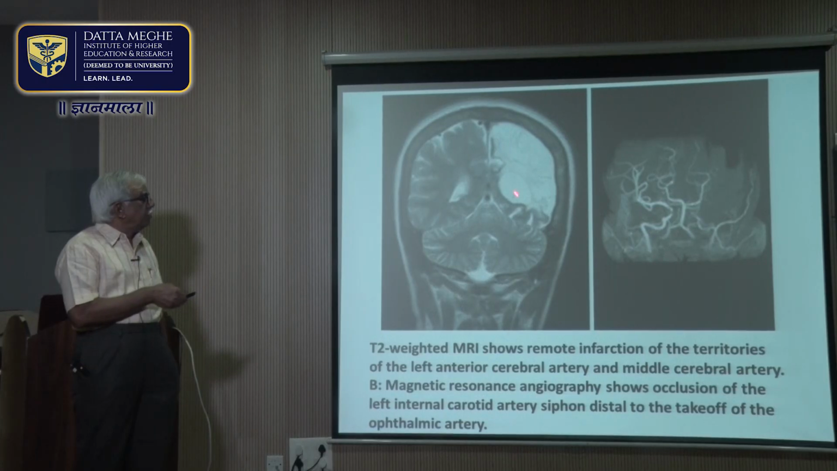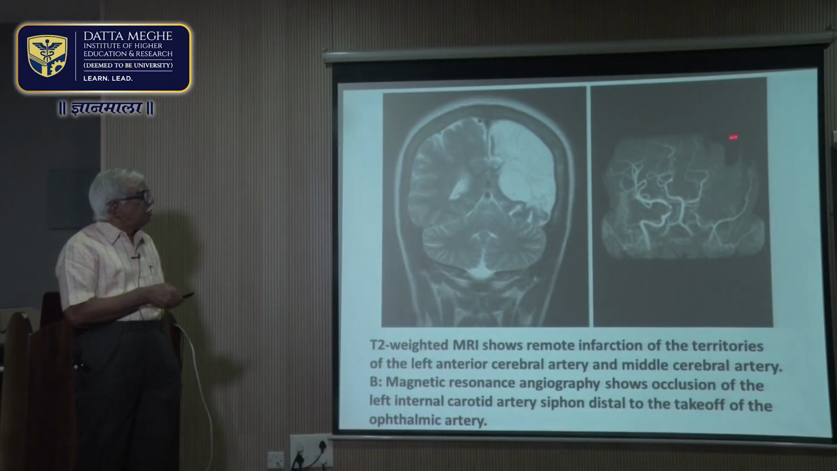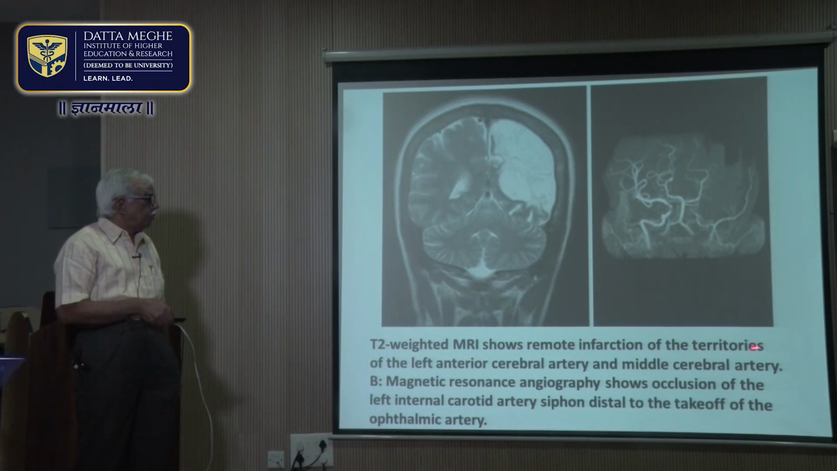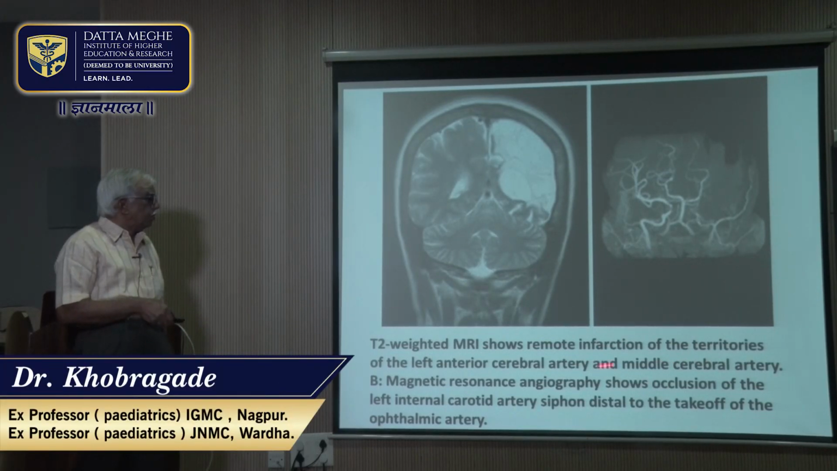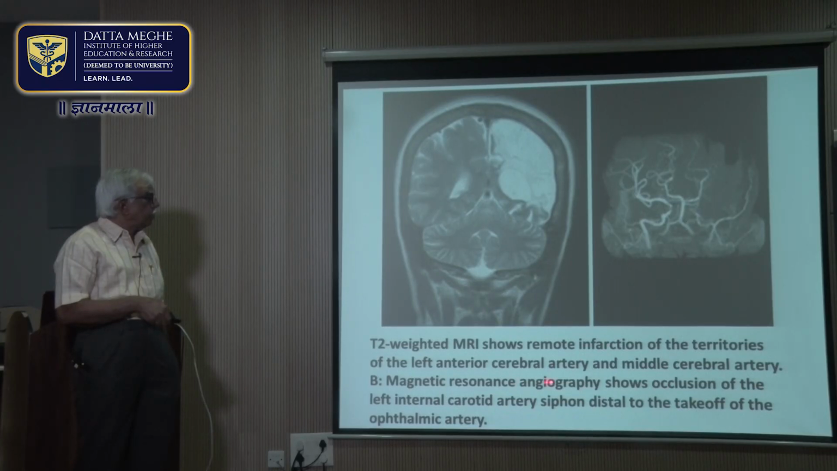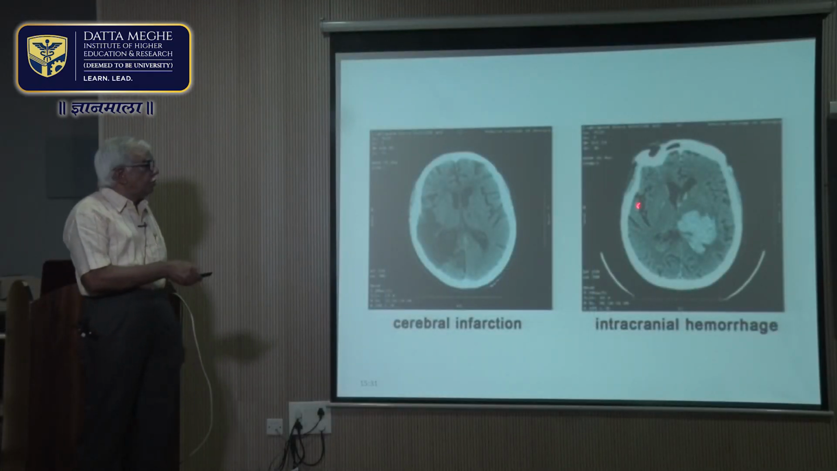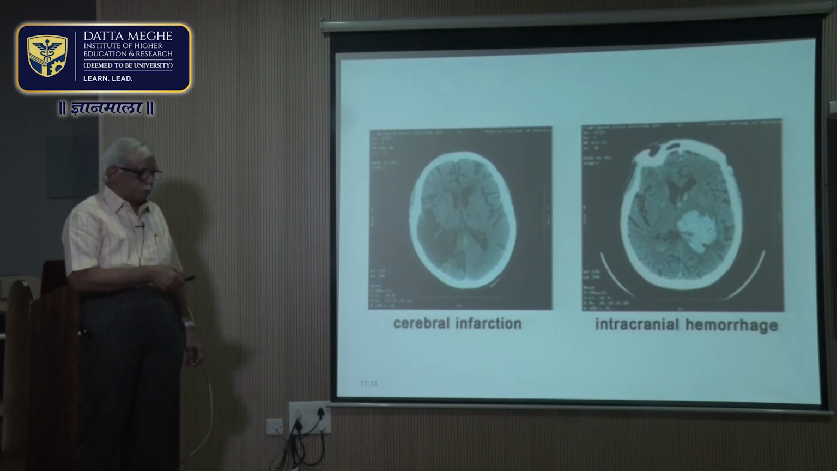These are the areas of infarction, remote infarction of the territories of the left anterior cerebral artery and middle cerebral artery. And B is magnetic resonance imaging. Angiography shows the occlusion of the left internal carotid artery, and this shows intracranial hemorrhage, and this is the infarct seen in this particular slide.